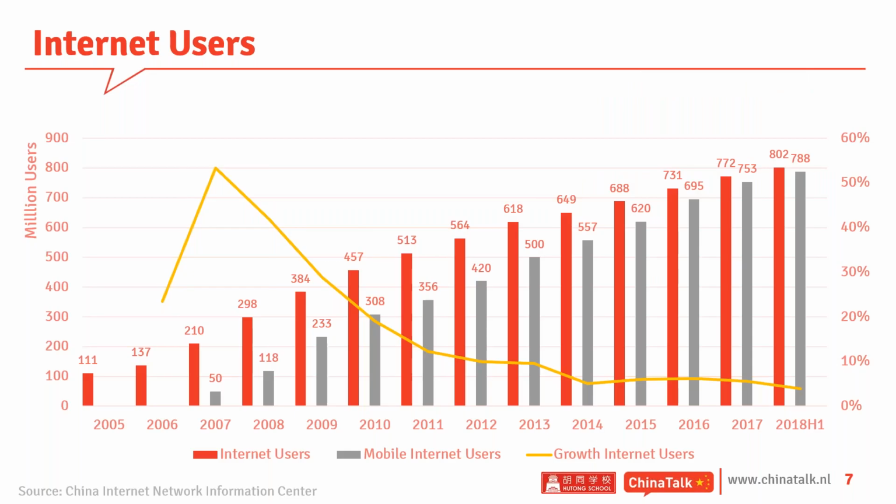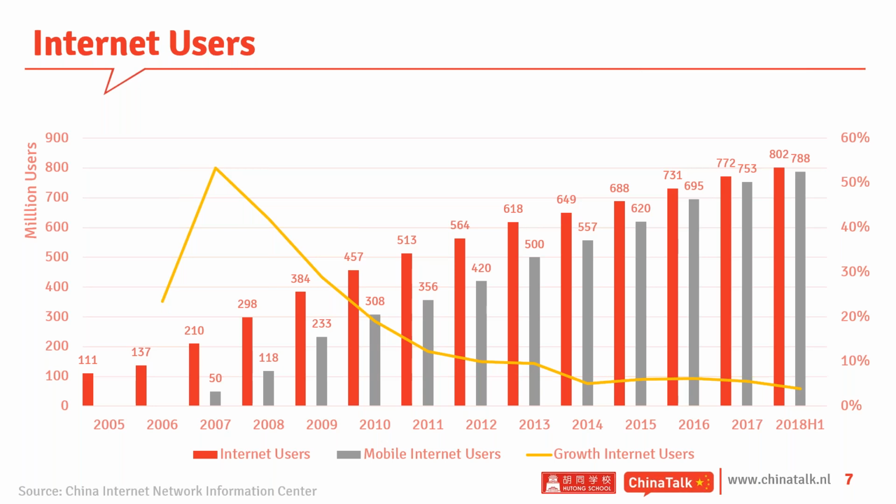So first of all, if we talk about the e-commerce market in China or the internet in China, it's of course very important to realize how many people are actually online in China. In this graph, what you see is that around the turn of the century, some 20 years ago, there were very few people online. This graph starts in 2005, but in the days that Alibaba started, there were not really all that many people online. We've seen that this has increased very strongly, and that's all of the red bars, the internet users, to more than 800 million currently in the first half of 2018.